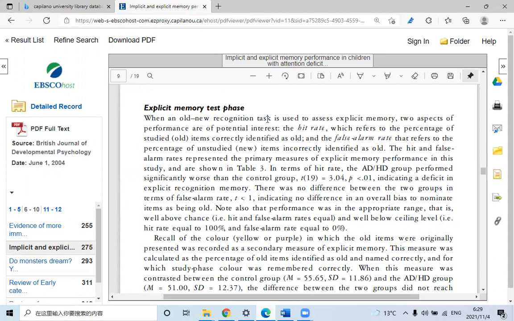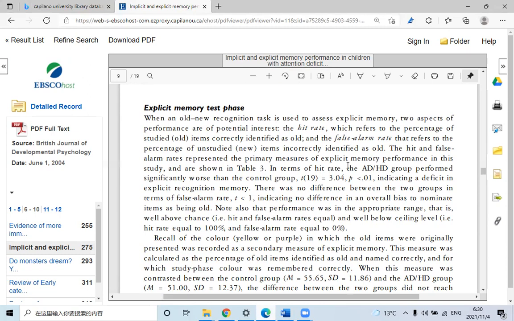When the old-new recognition task is used to assess explicit memory, 2 aspects of performance are of interest. Number 1, the hit rate. Hit rate, that's the accuracy of hits, which refers to the percentage of old studied items correctly identified as old. The false alarm rate refers to the percentage of unstudied or new items incorrectly identified as old. The hit and false alarm rates represent the primary measure of explicit memory performance in this study. That's how they measure explicit memory. It's recognition, correctly recognizing old objects as old and rejecting new objects. They are not old. I've never seen this before.